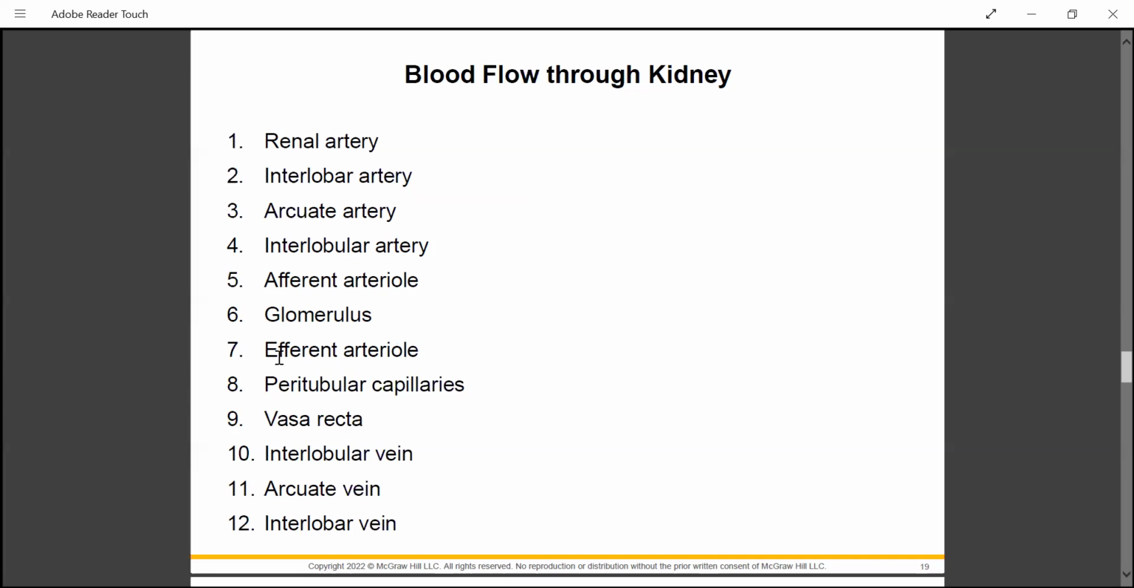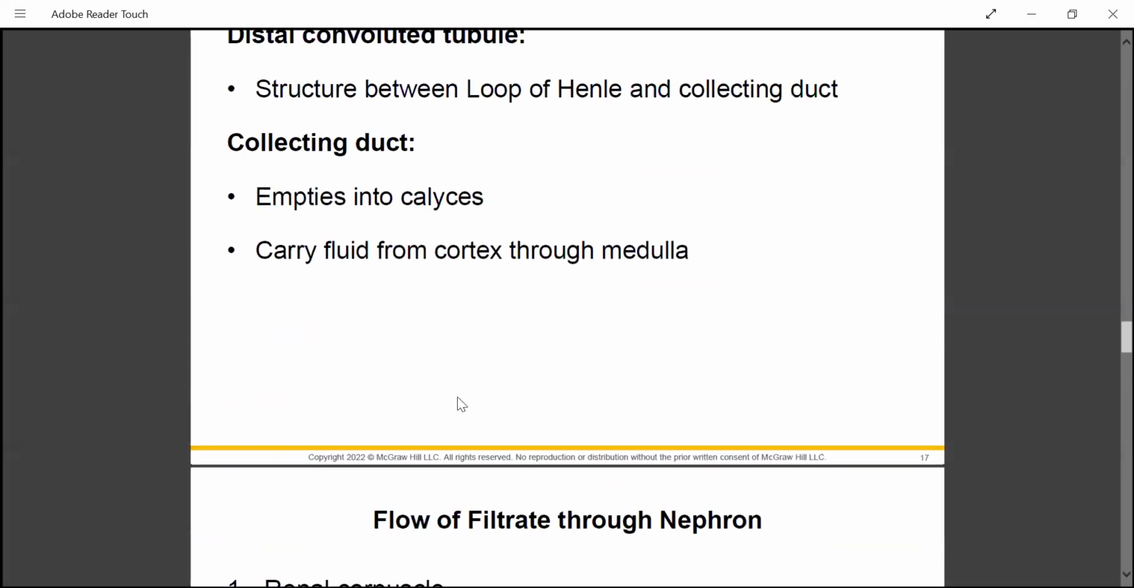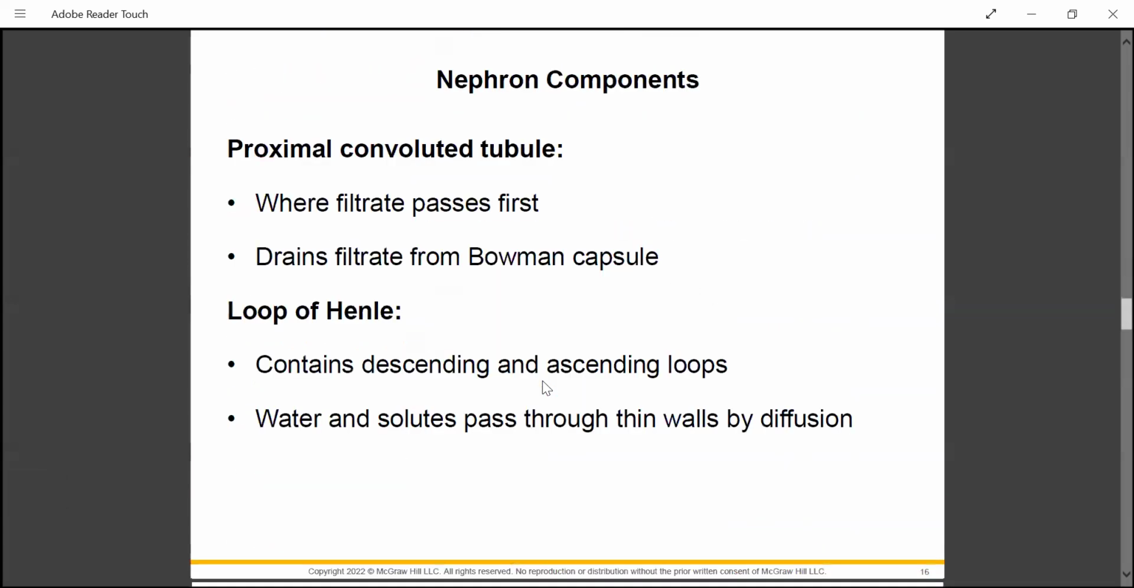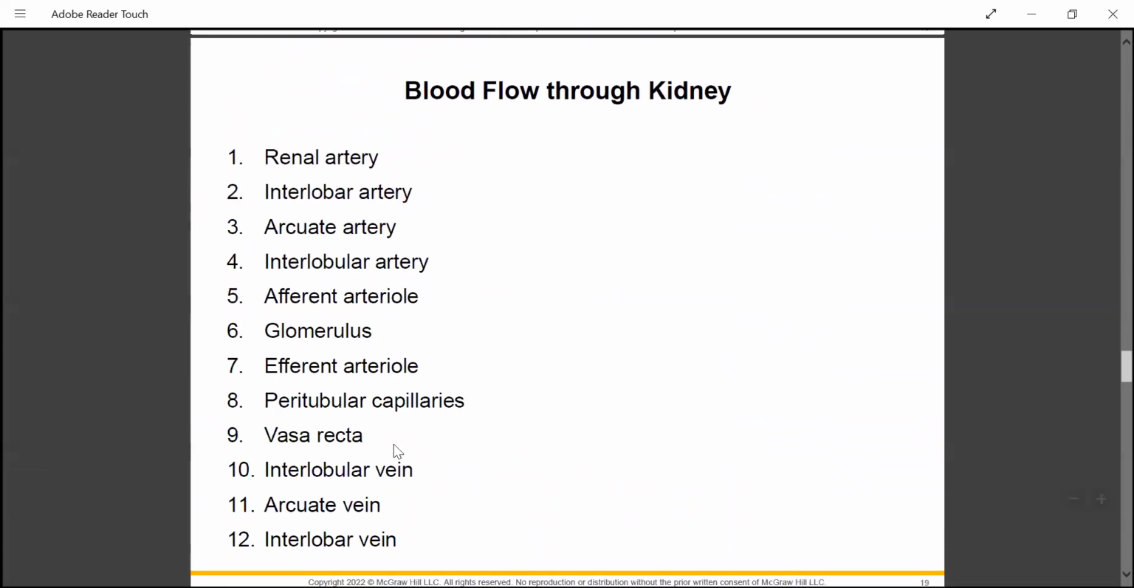Remember, efferent exits. We then have the peritubular capillaries and the vasa recta, and those are part of this network. Our vasa recta and the peritubular capillaries are around our two ducts here. And then we're going to go into the veins. So we're all arteries up until this point. Our peritubular capillaries and the vasa recta are our bridge to the veins.